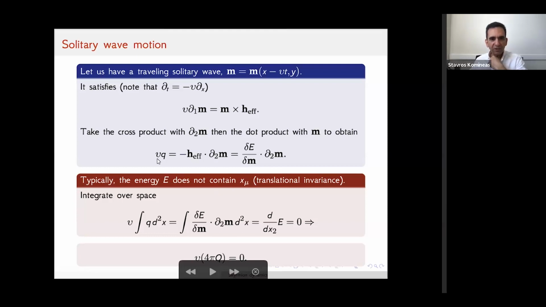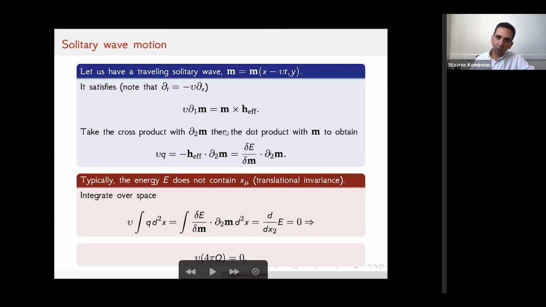I can integrate this, so I can integrate the topological density because I want to take the topological number and integrate the right-hand side. But this is just the derivative of the energy with respect to a space direction. Well, but the energy, my film is homogeneous, so it does not depend on space, and therefore this is zero. So I get now the relation that the velocity times the integral of topological density, which is the topological number, well, multiplied by 4 pi, but this is not important, is equal to 0.